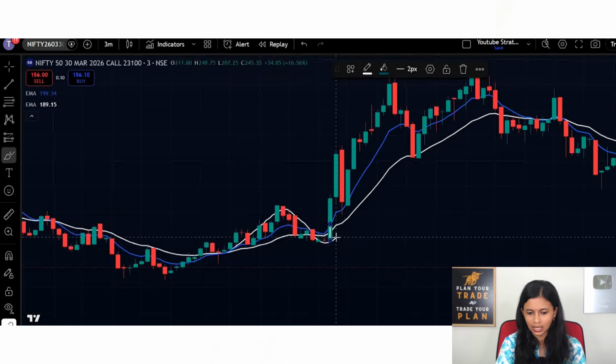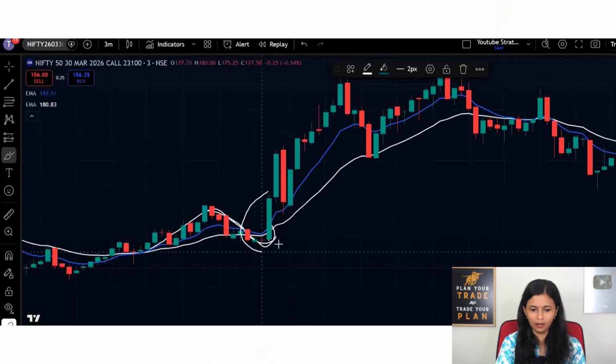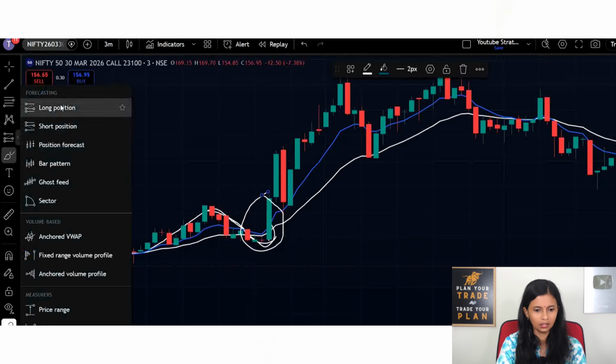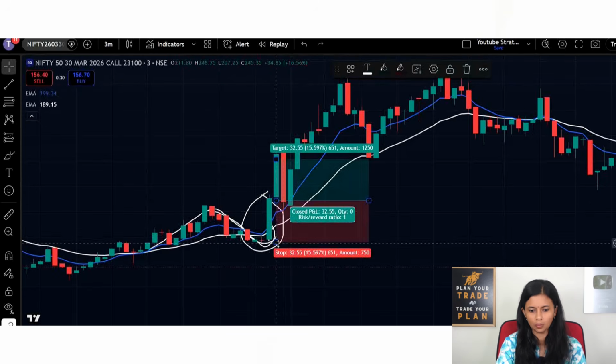So here if you see, the price moved from above, came down, and this candle gave us the proper breakout from both 9 EMA as well as 21 EMA. And if you clearly observe here, 9 EMA is above 21 EMA. So this is a perfect setup for us to take the trade. So you can take the entry as soon as this candle opens. This will be our entry point.